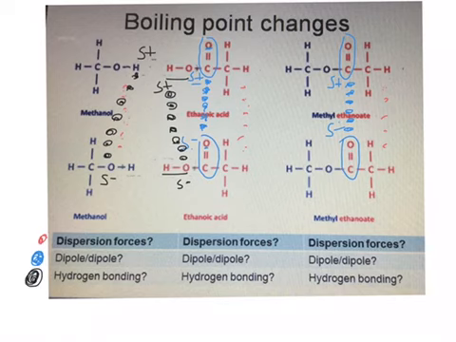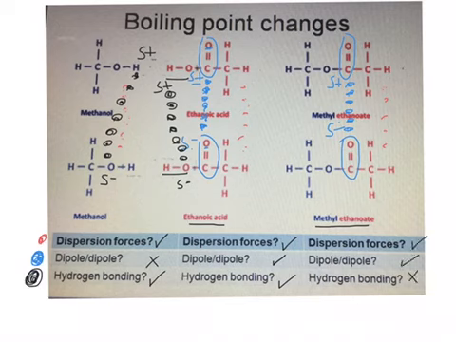So to summarise, for methanol, we have dispersion forces and hydrogen bonding. To summarise for the ethanoic acids, yes, there's dispersion forces present. There is dipole-dipole, represented by the blue attraction, and there's hydrogen bonding. And summarising the attraction between the ester molecules, we have dispersion, we have dipole-dipole, but no hydrogen bonding.